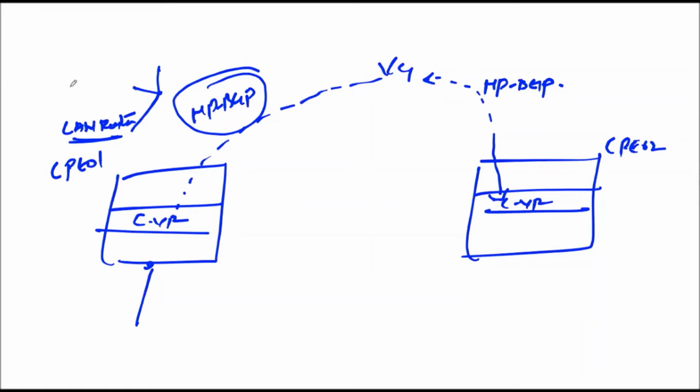MPBGP also tries to advertise the IPv4 routes, because of the family inet, it advertises the IPv4 routes as well. So these are common. With the help of family inet and family inet-vpn, we are going to accept both the VPN routes as well as the unicast v4 routes.